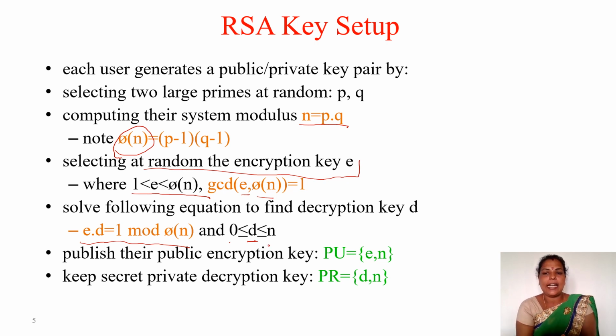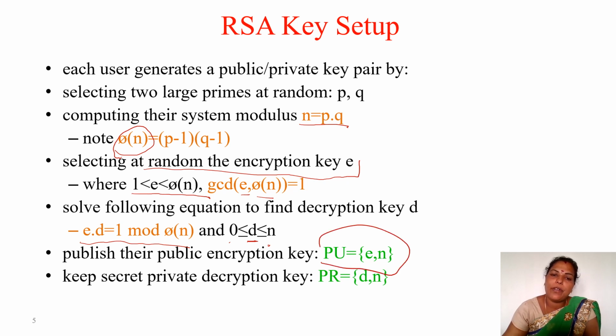Then after generating both the encryption as well as decryption key, that is public as well as the private key, we have to publish the keys. That is the public key, encryption key PU equal to E comma n, and we have to keep the private key as a secret, that is decryption key PR equal to D comma n. So public key PU is known to everyone, but PR equal to D comma n is known only to the receiver. So by knowing the n value, the cryptanalyst can't easily find out the P and Q value. It is not that easy to find out the P and Q value.